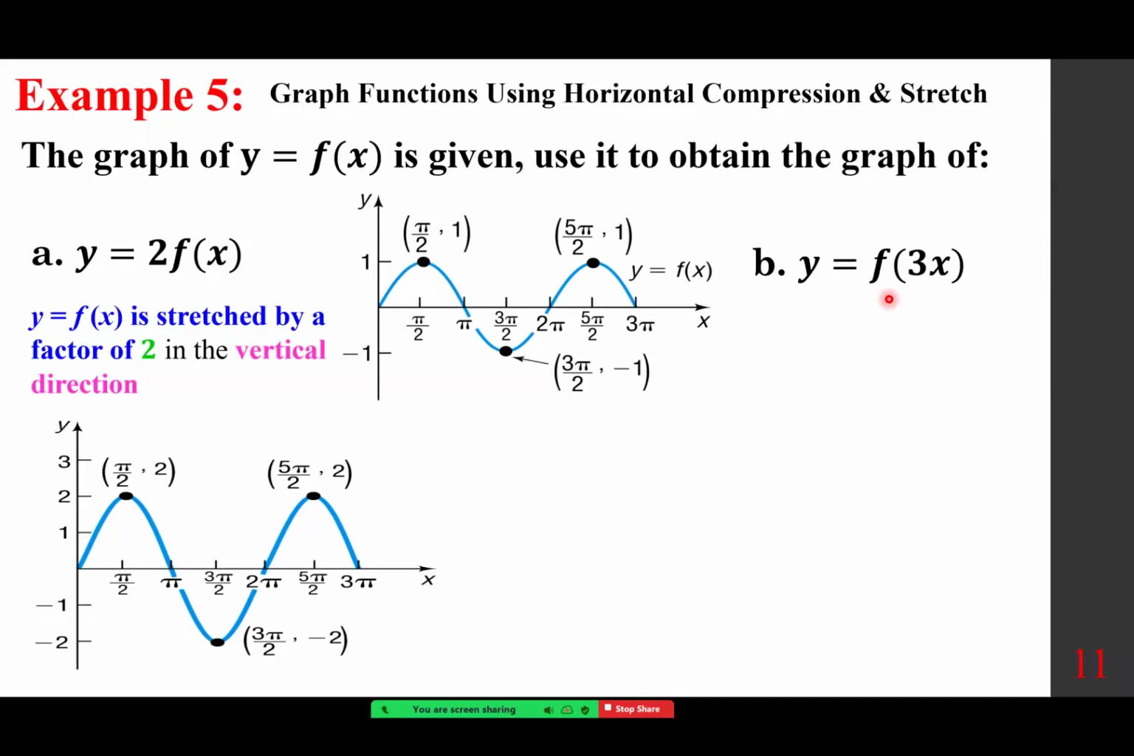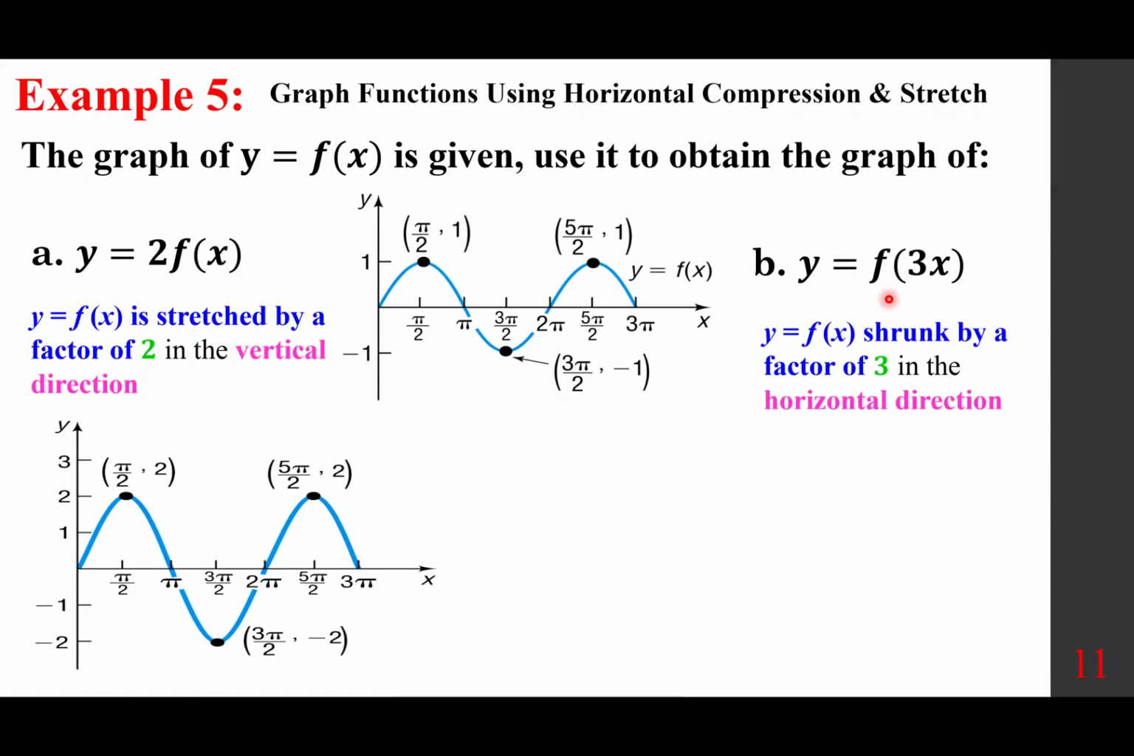Y equals f of 3x. So it shrinks by a factor of 3 in the horizontal direction. It works in a different manner. So again, you're dealing with this and you are shrinking this by a factor of 3. In essence, if you look at the last one, it's actually interesting. It ends with 3 pi. If you look at 3 pi, you basically divide it by 3, and this whole thing that takes place from 0 to 3 pi, according to this, will take place from 0 to pi.